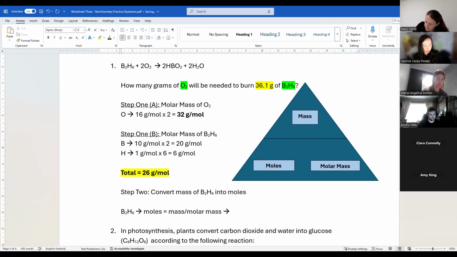So we have 36.1 grams of B2H6 given in the question, and I'm going to divide that by 26 grams per mole, based on what we've worked out. So 36.1 divided by 26. I'm just going to round it to 2 decimal places, so you should be getting around 1.39 moles here.